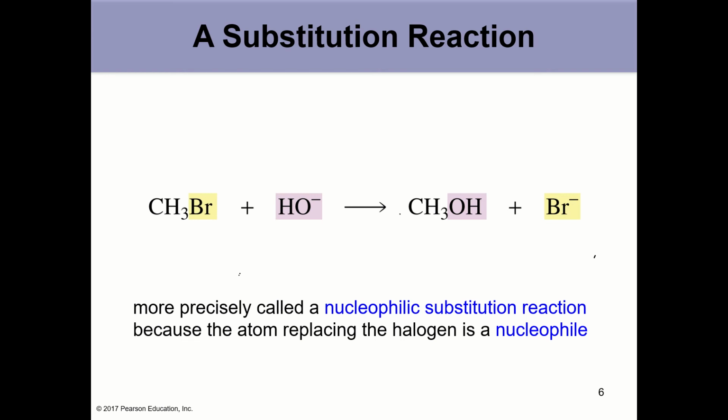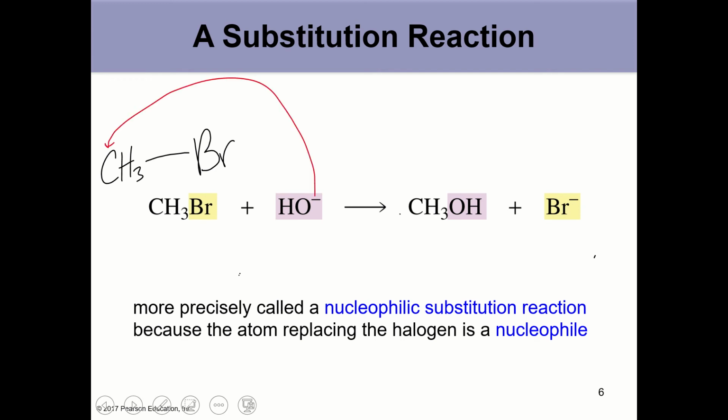So you can see in a substitution reaction, we take X, which in this case is bromine, and replace it with Y, which in this case is hydroxide, and we're changing, in this case, an alkyl halide to an alcohol. And I can show you the mechanism.